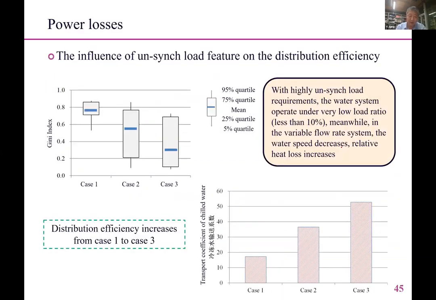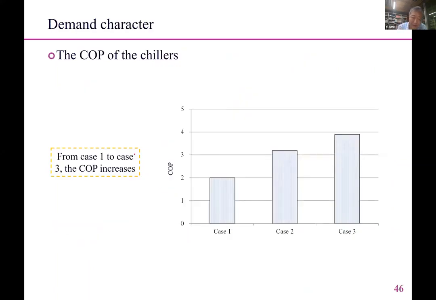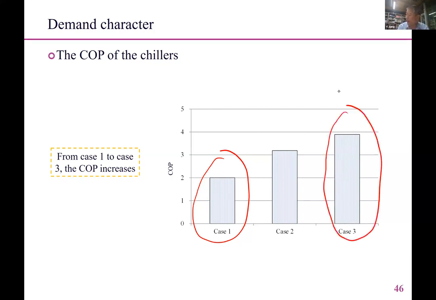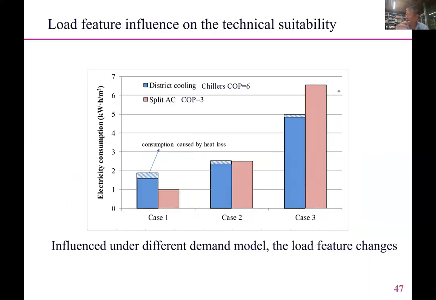The result is you can see the Gini's index for these energy-saving models is very large, meaning sometimes this room turns on, sometimes another room turns on, it's very uneven. But for case three, where most people turn on all the time, it's very uniform, and the Gini's index is very small. For these first situations, the COP is low, the efficiency is low. For the all-the-time use, the COP is not too bad.